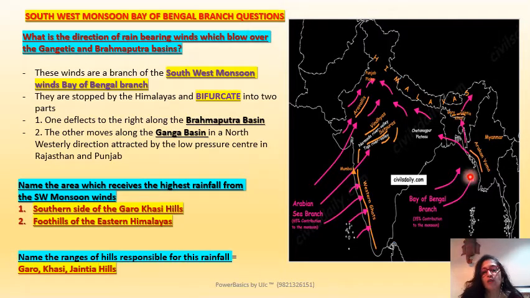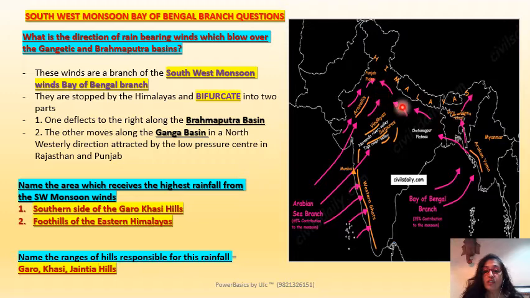Southwest monsoon, Bay of Bengal question. So now the Bay of Bengal question answers. What is the direction of rain-bearing winds which blow over the Gangetic and Brahmaputra plains? It is not the Arabian Sea branch. These winds are a branch of the southwest monsoon winds, the Bay of Bengal branch. They are stopped by the Himalayas here.